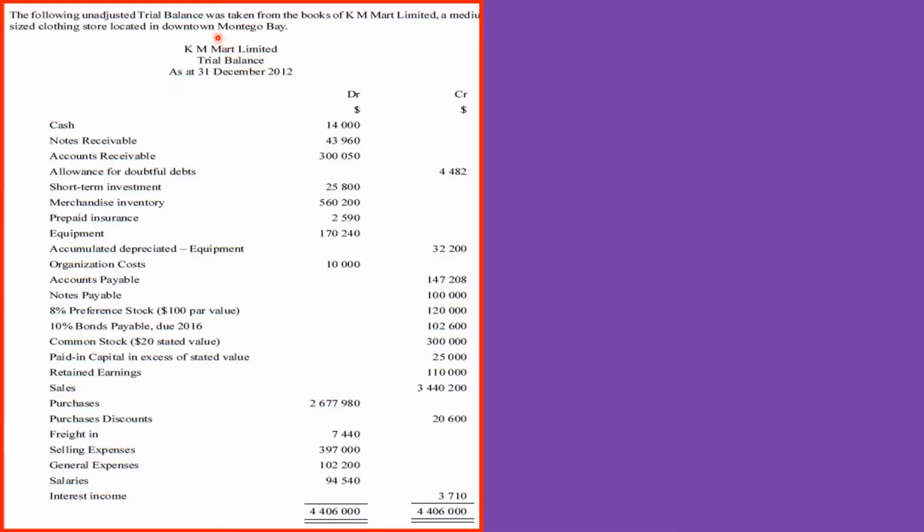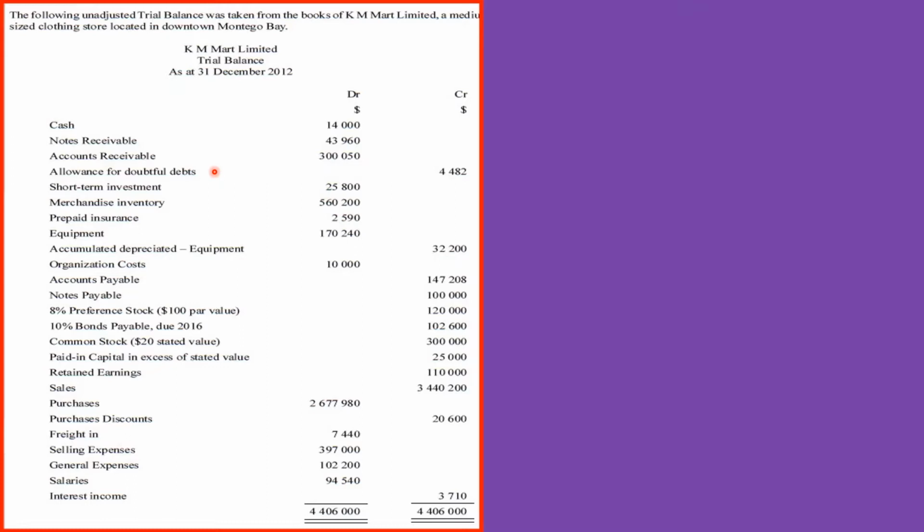We have before us a trial balance. The unadjusted trial balance was taken from the books of Keymark Limited, a medium-sized store located in downtown Montego Bay. Notice the three lines for the headings.